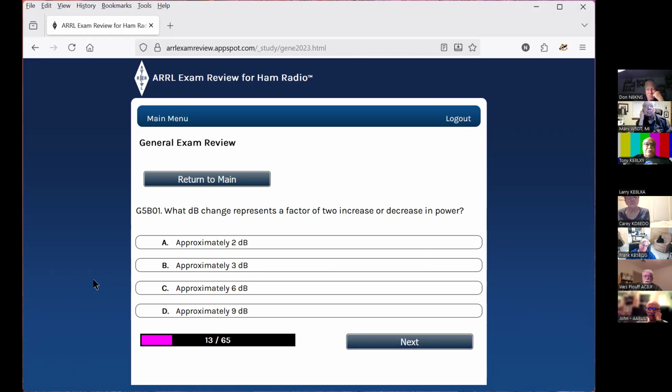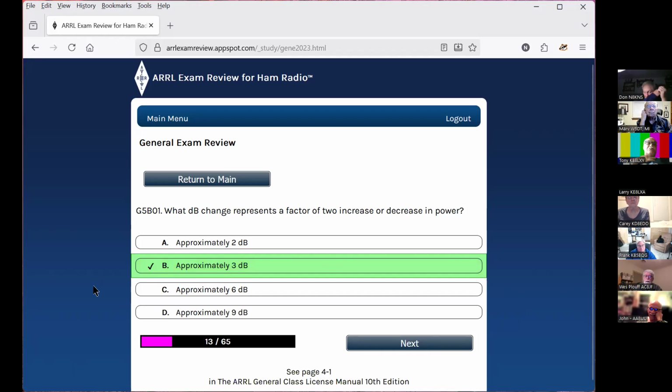What dB change represents a factor of 2 increase or decrease in power? 2 dB, 3, 6, or 9 dB? That's the log of 2 times 10. Has to be 3. Yep, there you go. 3 dB means the power ratio is either double or half.